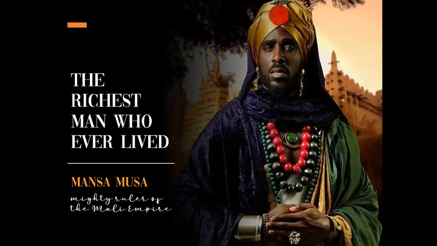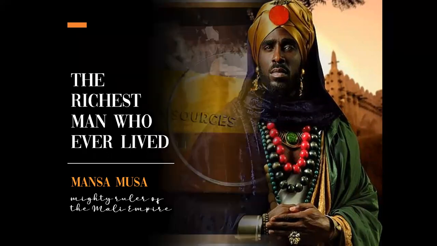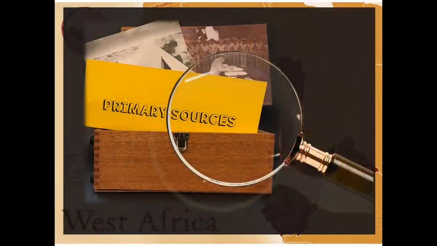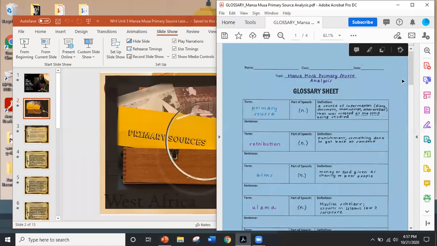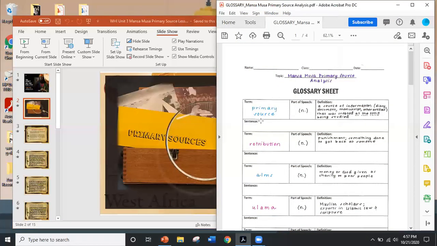In today's self-paced lesson, we're going to look at a number of primary sources to investigate several questions about Mansa Musa, his wealth, and where all this gold came from. The first thing we need to do is take a look at the glossary that is attached to today's assignment. And so you have this glossary available to you as well.